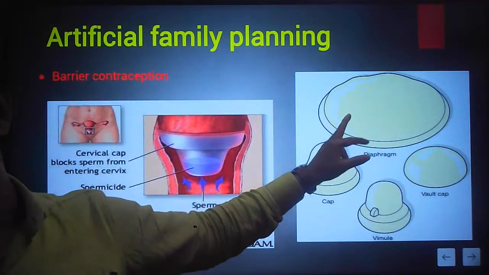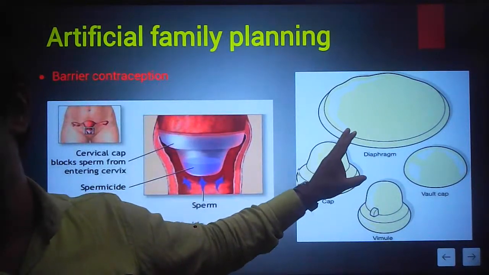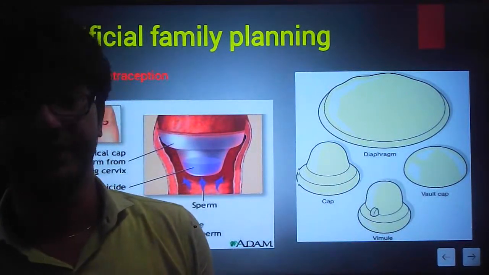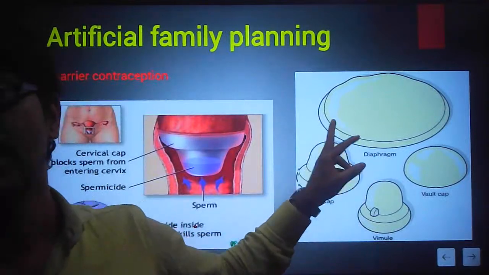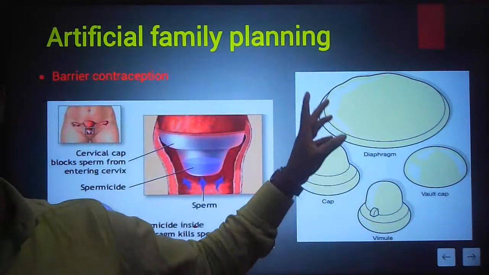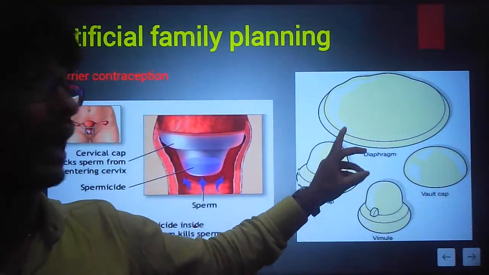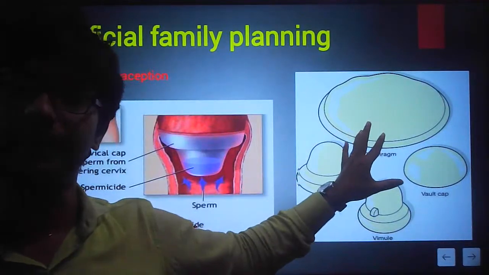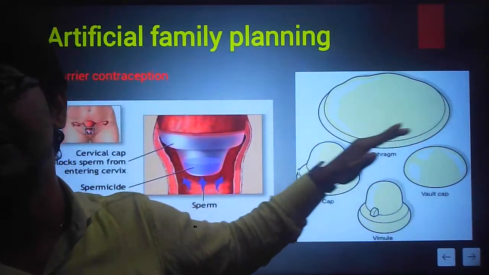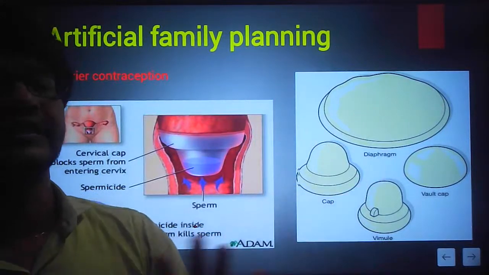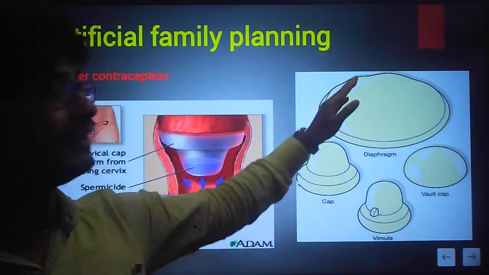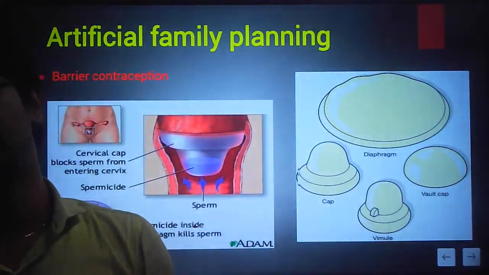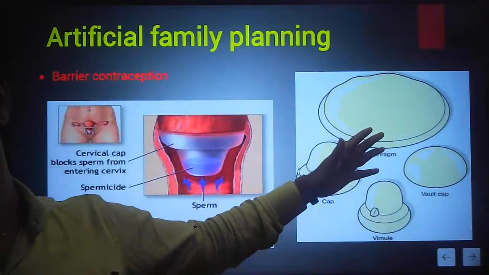It should not be removed for at least 6 hours once the woman has fixed it. The condoms can be removed after intercourse, but the diaphragm should stay in for a minimum of 6 hours after the intercourse, because it is covered with spermicidal agents. In those 6 hours, all the sperms will die. So after 6 hours after the intercourse, the diaphragm can be removed from the female reproductive tract.